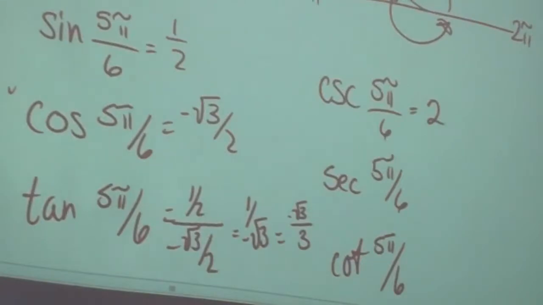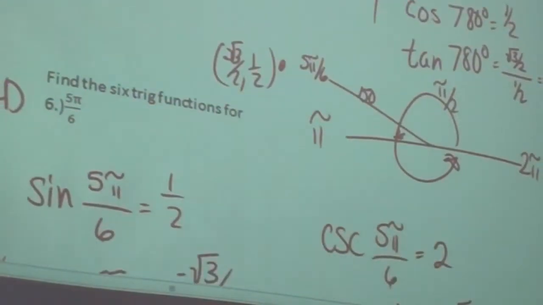Cosecant is going to be the opposite. That's going to be 2. Secant will be negative 2 square root of 3 over 3, and then cotangent will just be negative square root of 3. Most of your homework is not going to be asking you to do all 6 of them. It's just going to say find secant of 5 pi over 6, or find tangent of 5 pi over 6. They're just going to be one step problems.